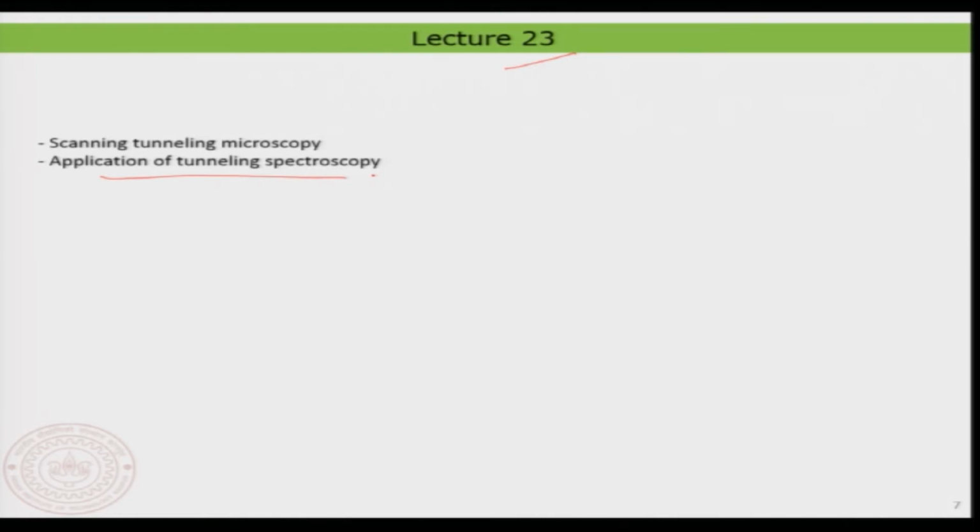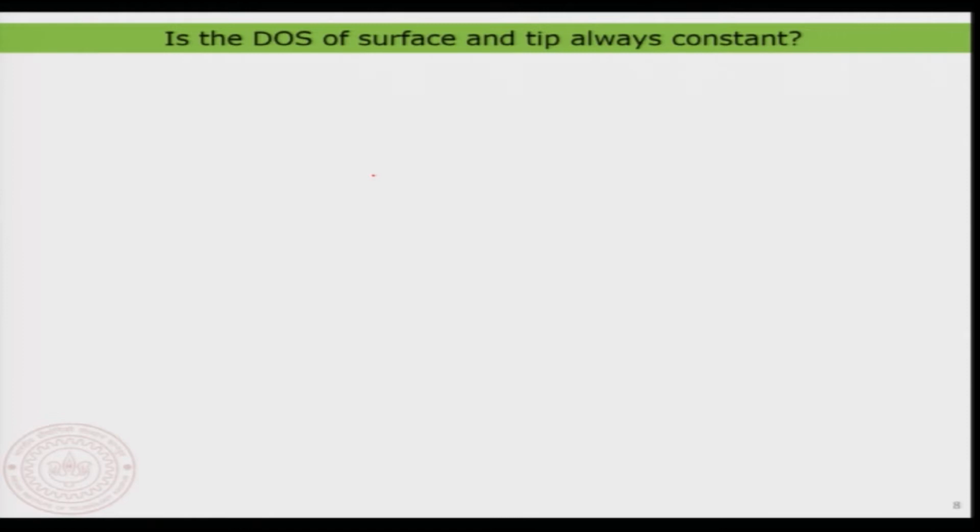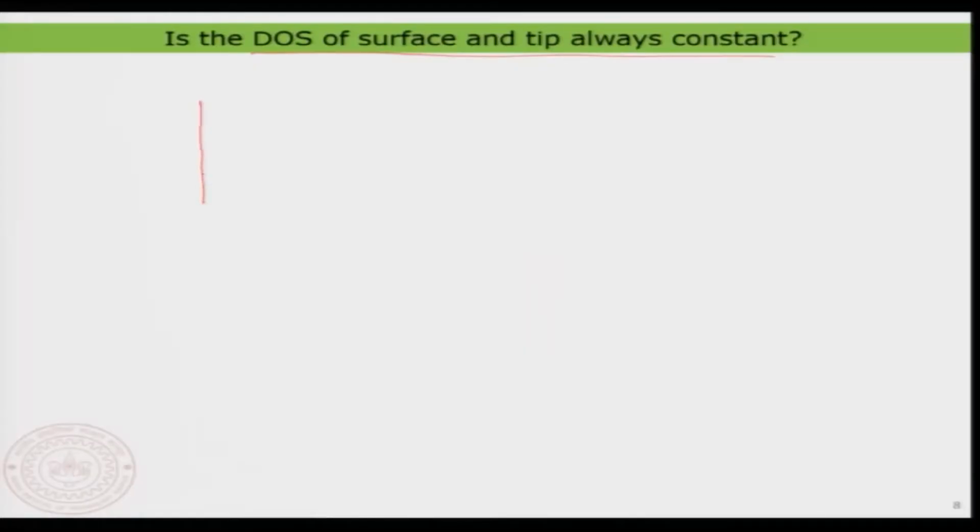In this lecture we will continue with scanning tunneling microscopy, and particularly we will start to look at the applications of tunneling spectroscopy. But before that, we will continue a little on the discussion from the previous class about the question we asked: whether the density of states of the tip and sample is constant all the time. I have already told you that the situation we have always looked at is some kind of ideal situation. It is not necessary that I have this kind of constant density of states at the surface of my tip and the sample.